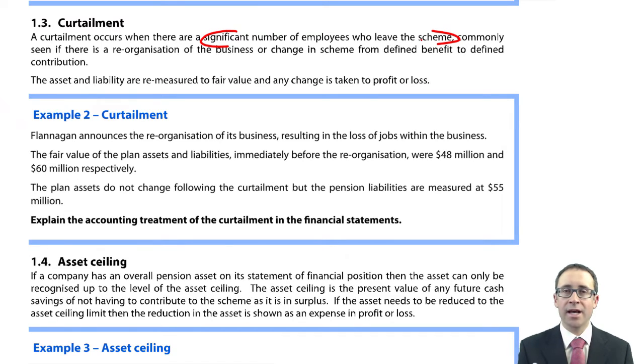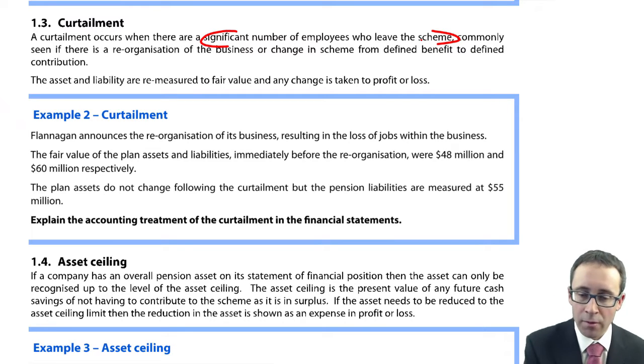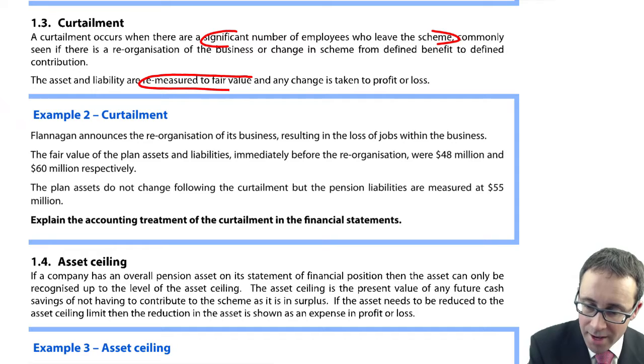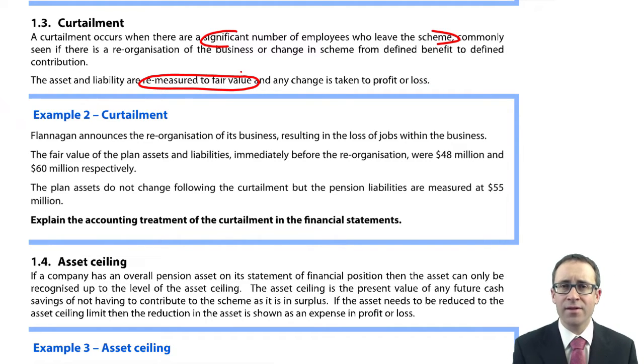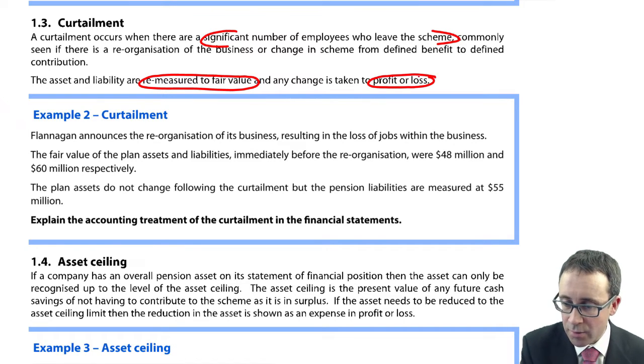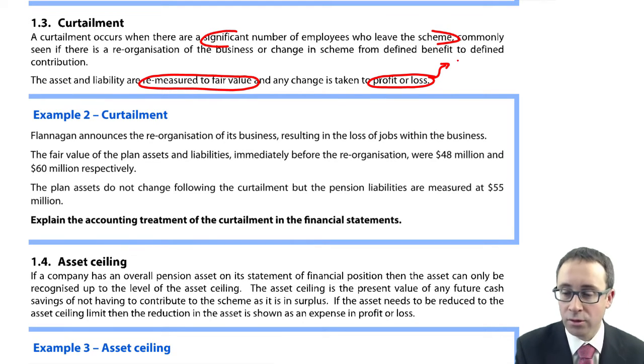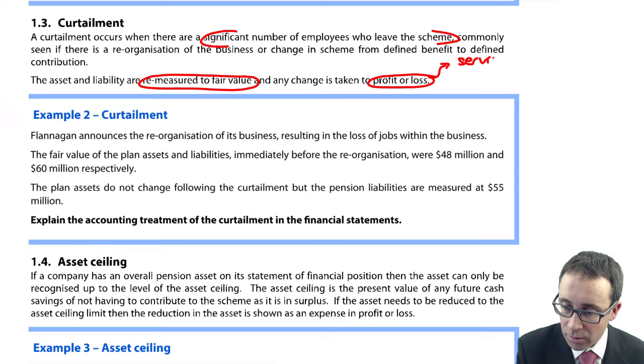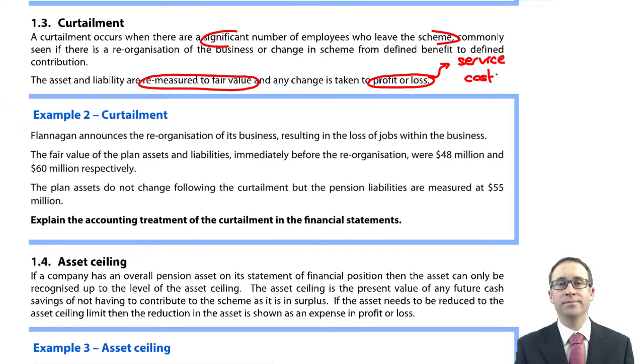If you can identify the curtailment, explain that you have identified the curtailment, and then explain the accounting treatment. All the curtailment requires is that both the asset and liability are remeasured to fair value. So you just reassess the value of the assets, you reassess the value of the liabilities, and if there is a change, so increases or decreases in assets or liabilities, then that is taken to profit or loss. And when it is taken to profit or loss, it is treated as a service cost. Okay, excellent. That's it. Nothing to it. So know what the curtailment is, know the treatment, and then be able to apply it.